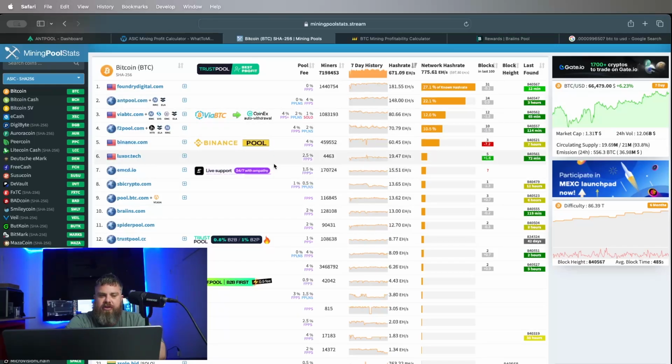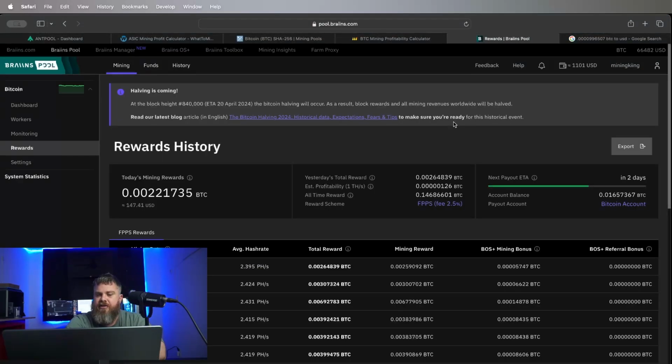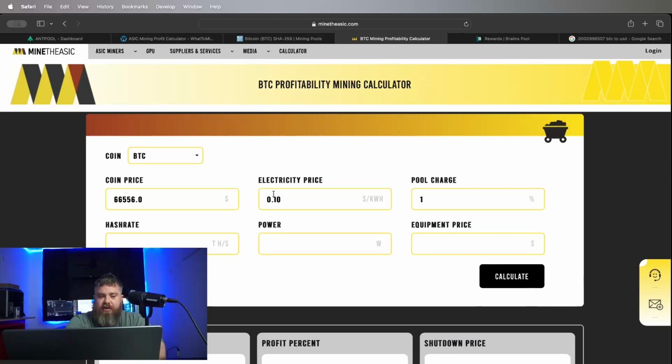I could go to a different pool, but I might have to see about that. So far it's been really, really good over here at Brains. And so far it's looking like it's not super great. If you think about it, it's saying right here 115 terahash at 2700 watts.